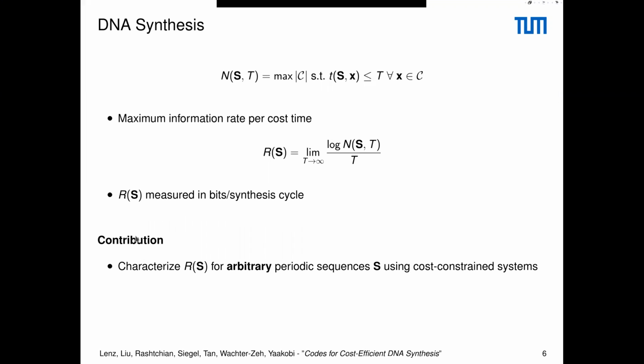Now, what is the contribution of our work here? First of all, we characterize this R of S for arbitrary periodic synthesis sequences using cost-constrained systems. And we also highlight parallels to the subsequence spectrum, which I'm going to define later. But to do this, we first need to talk about an important entity, which is the subsequence graph.